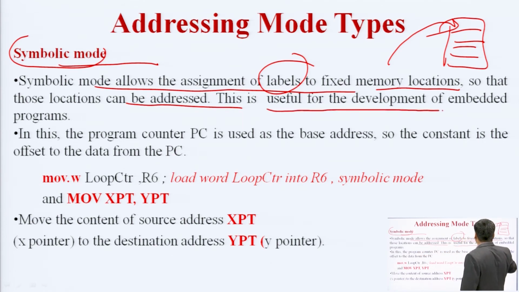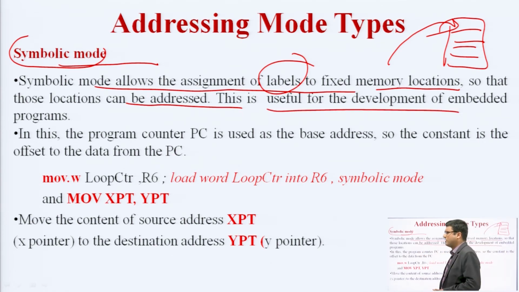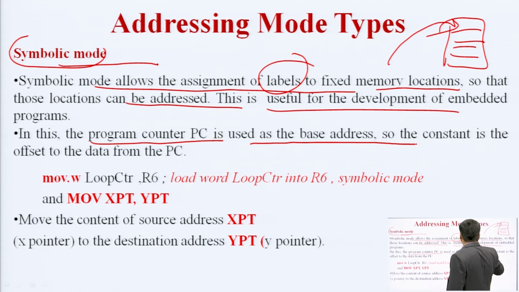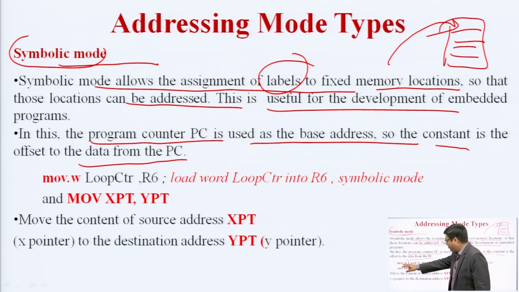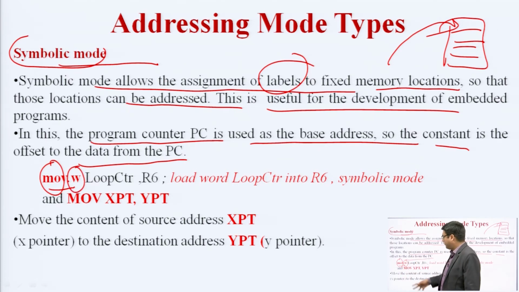This is useful for the development of embedded programs. If you want to execute an embedded program, we can prefer symbolic mode. In this addressing mode, the program counter PC is used as the base address, so the constant is the offset to the data from the PC. Let us consider MOV.W: MOV is the opcode, and .W is the extension. .W means we are dealing with a 16-bit value.